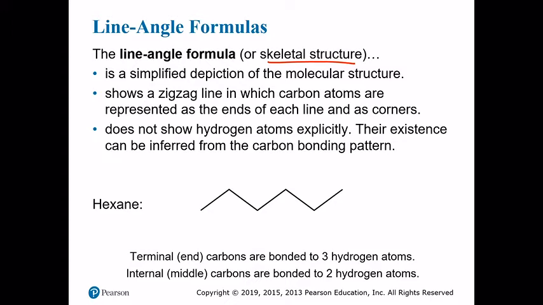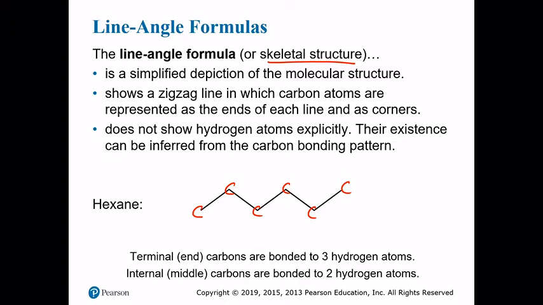The ends represent carbons at the end of the molecule, and every time the zigzag makes a turn, that's another carbon. It doesn't show hydrogen atoms explicitly because those can also be inferred from the pattern of the carbon bonding. So in this example, for instance, we have 1 carbon here at the beginning, another carbon here where it turns, another here, here, here, and then a final carbon here at the end. That's a total of 6 carbons.